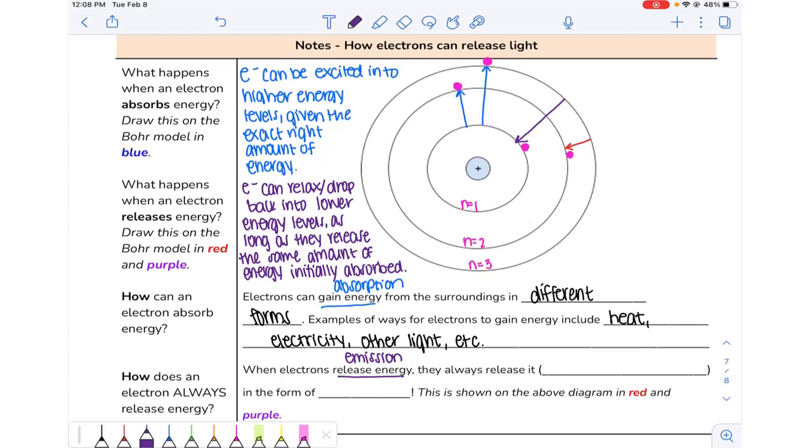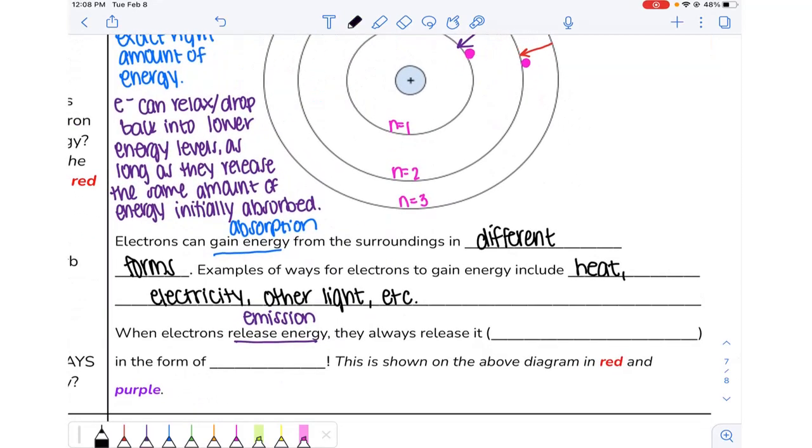Electrons have to take in a big swig of water. They get excited to a higher energy level, but eventually they want to come back down to their lower energy level by spitting out that energy. So when electrons release energy, or essentially spit it out, they always do so in the form of something called electromagnetic radiation.